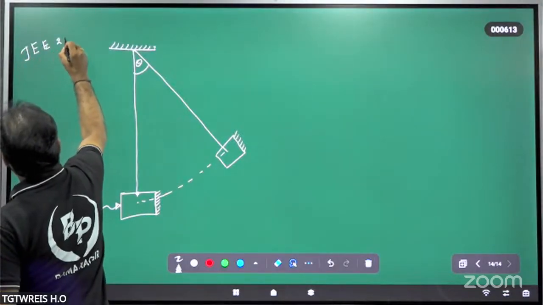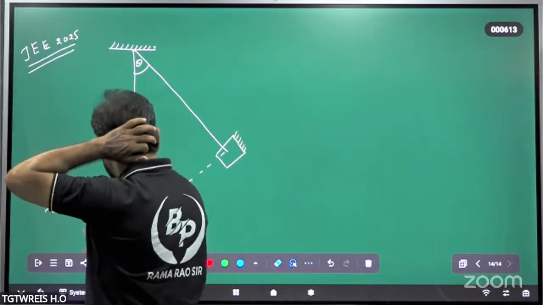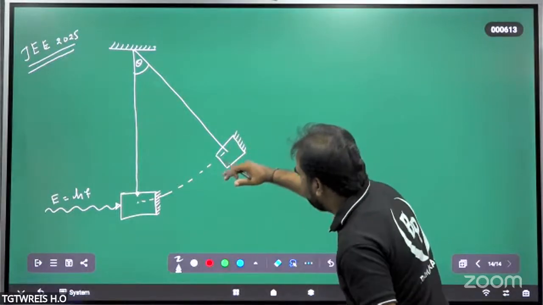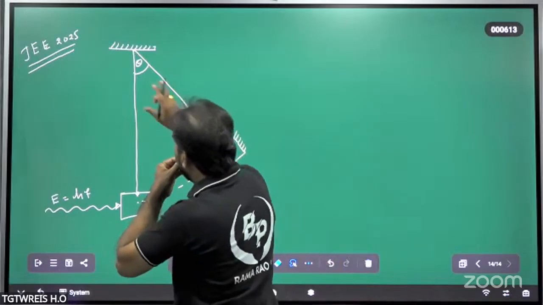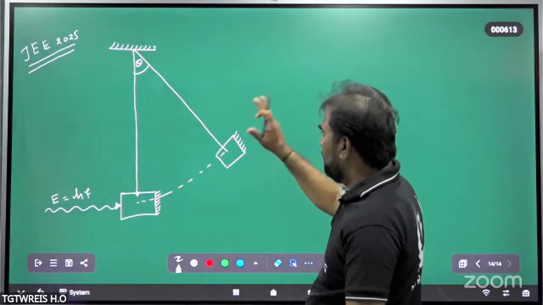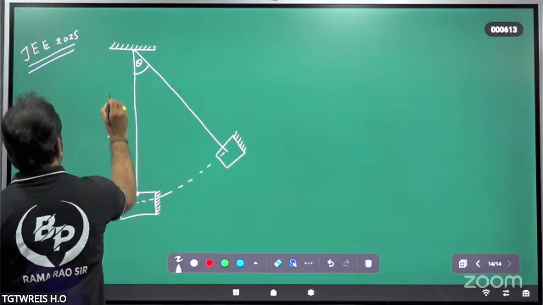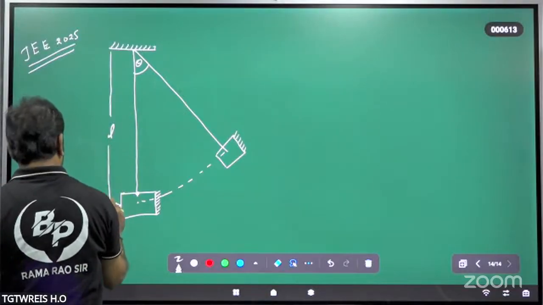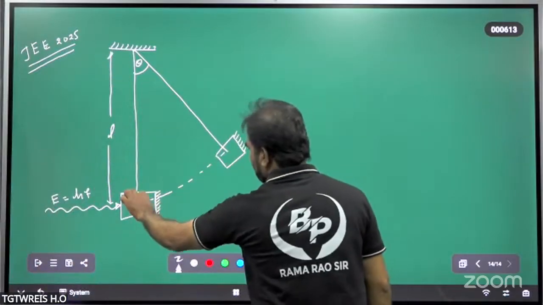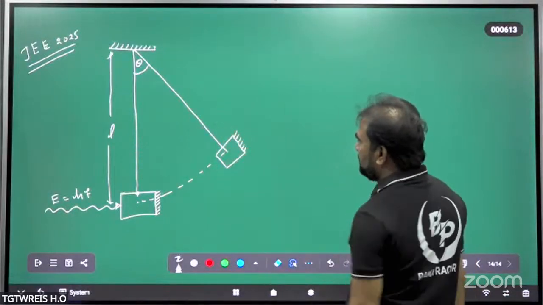Laser light here means photons only. When it is incident on the mirror, the mirror is deflected through a small angle theta. Then calculate the value of theta. Let the length of the string be L. When it is deflected like this, the length does not change; it remains constant.